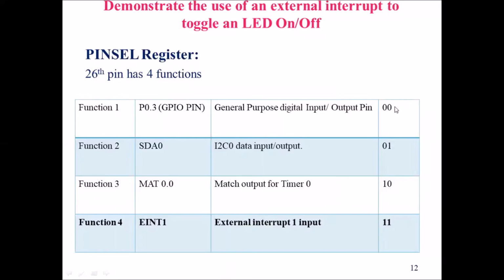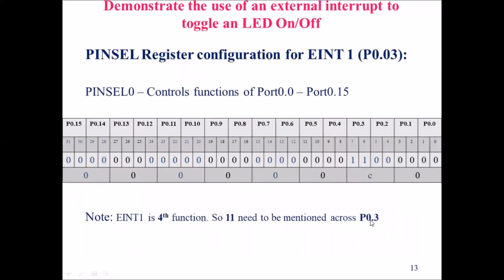Here you can see that 00 should be represented to execute function 1, 01 should be represented to execute function 2, 10 should be represented to execute function 3, and 11 should be represented to execute function 4, which is associated with the 26th pin of the microcontroller. As I'm using EINT1, external interrupt 1, I need to represent 11. Let's see later where I need to represent it, and how this 11 should be represented.